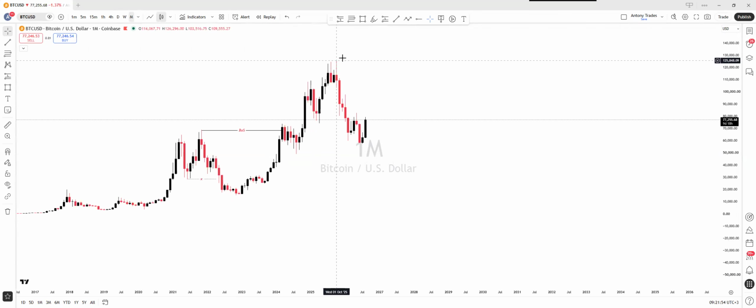How do we confirm that this is our high? That is by the market giving us an internal change of character, because this is our internal break of structure which led to this internal change of character. Immediately we see this, this is our confirmation that this is our swing high.